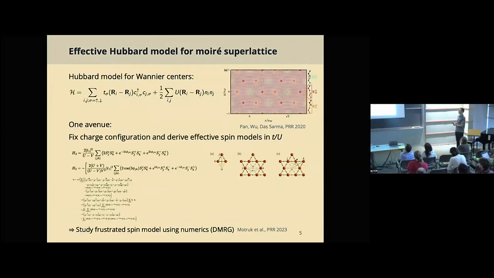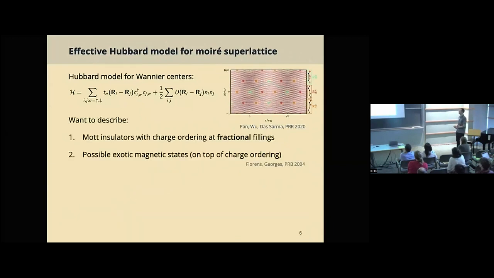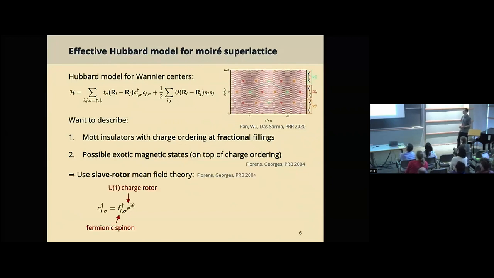So instead of studying these effective spin models, we want to take a different route and have a more integrated approach. We want to find a method where we can simultaneously describe the charge ordering, so these generalized Wigner crystals that have been seen at fractional fillings, and also, on top of these Wigner crystal states, we want to see possible exotic magnetic states. To do this, we use a slave rotor mean field theory.